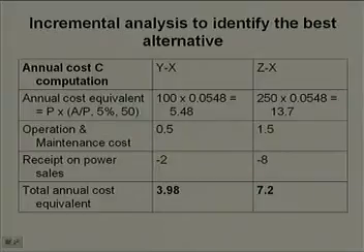What is the benefit you are getting in O&M, operation and maintenance? Your cost is reduced by 0.5, and in power sales you are getting a benefit of 2 million extra. So what is your total annual cost equivalent? It will work out to 3.98 in case of the first and 7.2 for the second alternative, Z minus X.